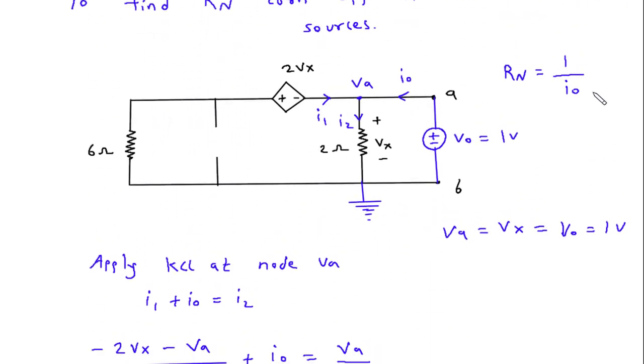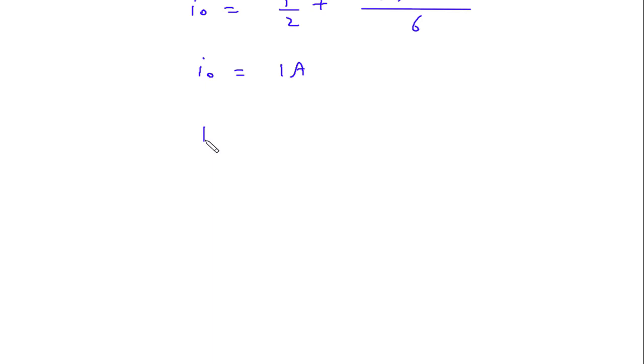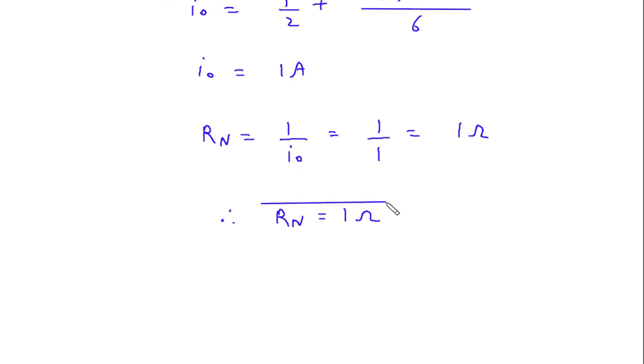Rn is equal to 1 by IO. So 1 by 1 is equal to 1 ohm. Therefore, Rn is equal to 1 ohm.